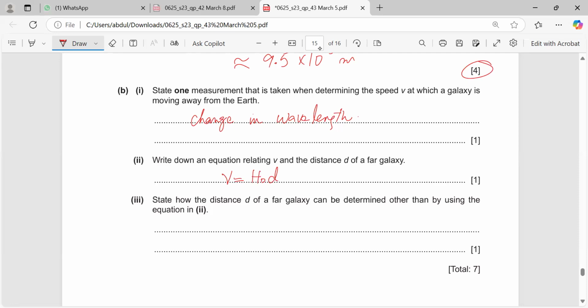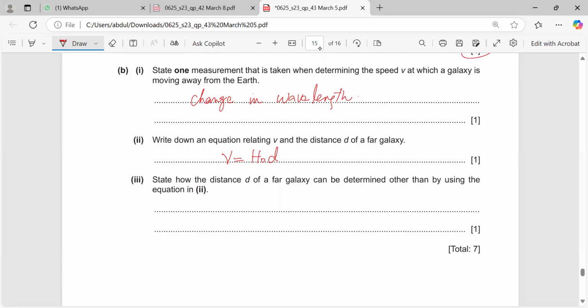State how the distance d of a far galaxy can be determined other than by using the equation. Brightness of the supernova is okay. What is assumed is that the supernova or the galaxy giving out more light is nearer as compared to which is less bright. So brightness of a supernova.